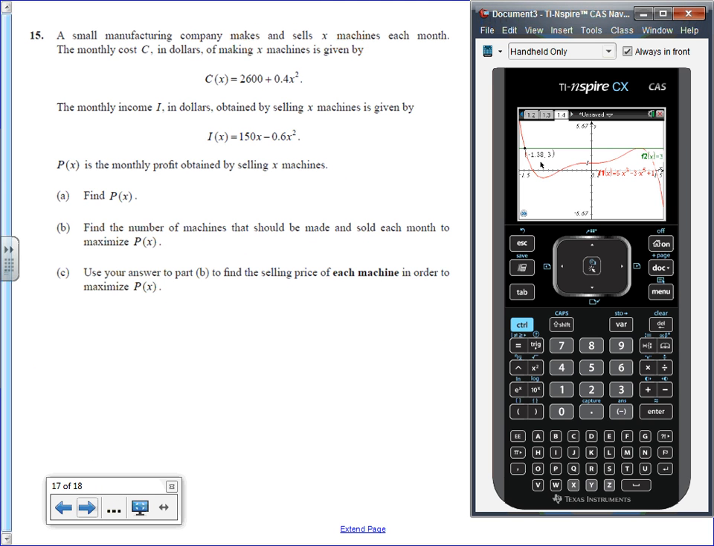And the final question on paper 1. We have a cost function and an income function given to us, and it's asking us first to find P of x, the profit function. Profit is always your income minus your costs. That tells you what the profit is that you get to walk away with.